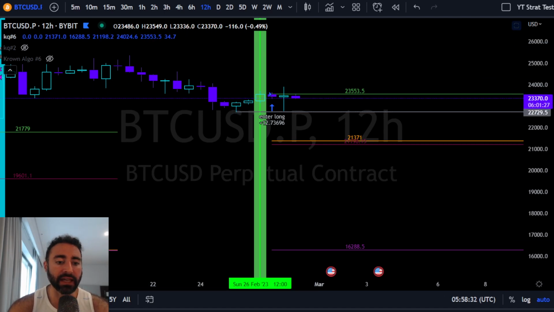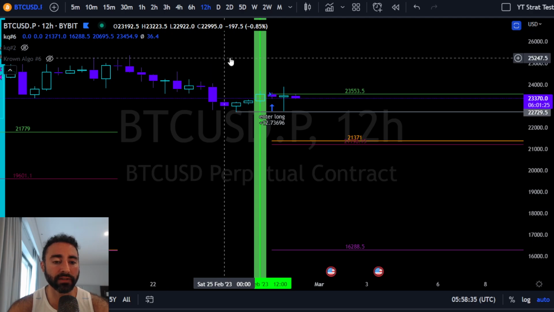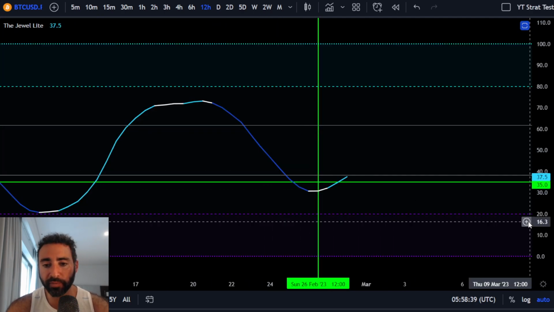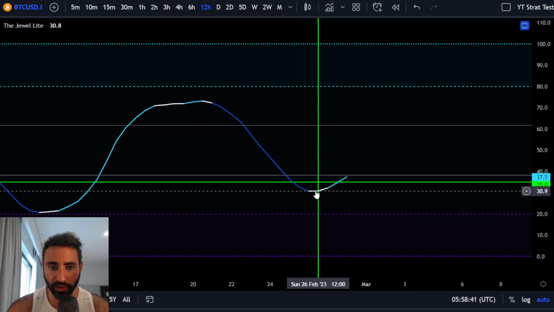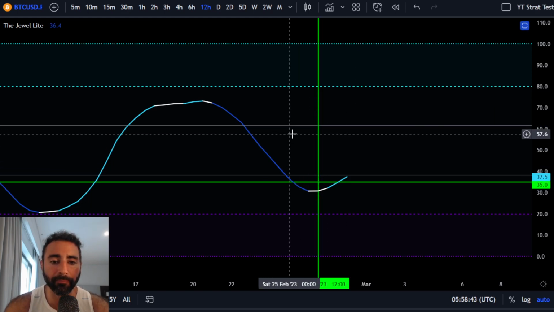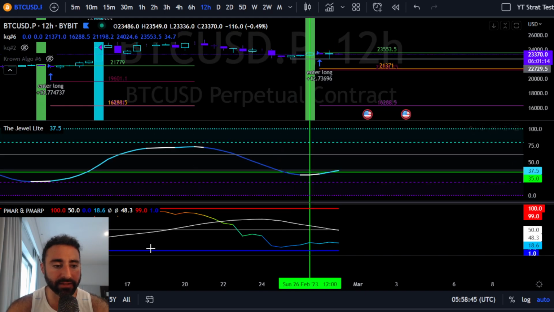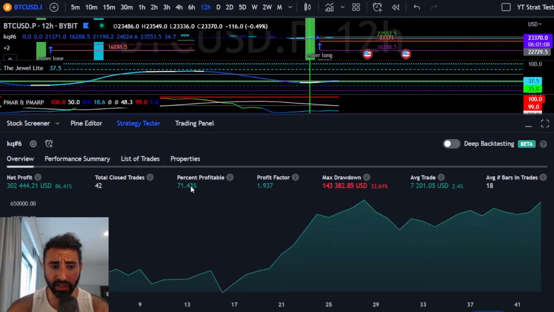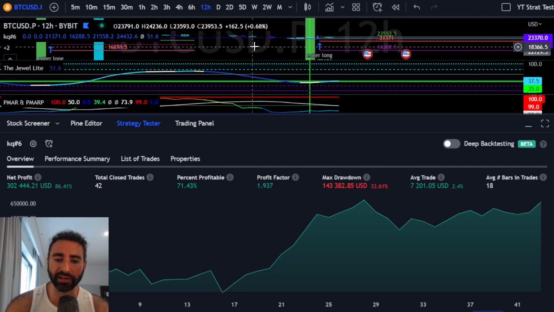In this case, this setup is valid as long as, again, Bitcoin's above that pivot on a closing basis for this time frame. If that does indeed hold, then we can reference this setup over here, where the 12-hour Jewel goes below the 35 marker and turns white on the first tick. That has initiated a nice setup throughout the last 3 to 4 years, backtested, where there has been a pretty high probability of an upside move. This is with no filter on, by the way, hashtag no filter.